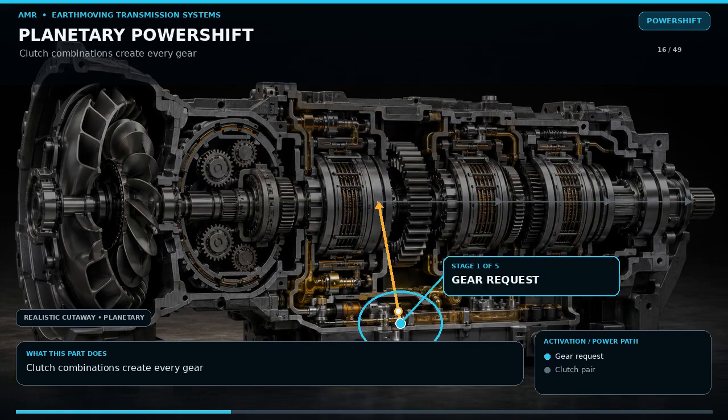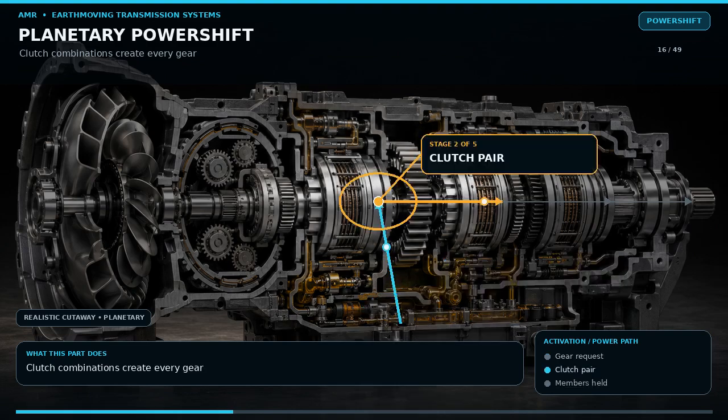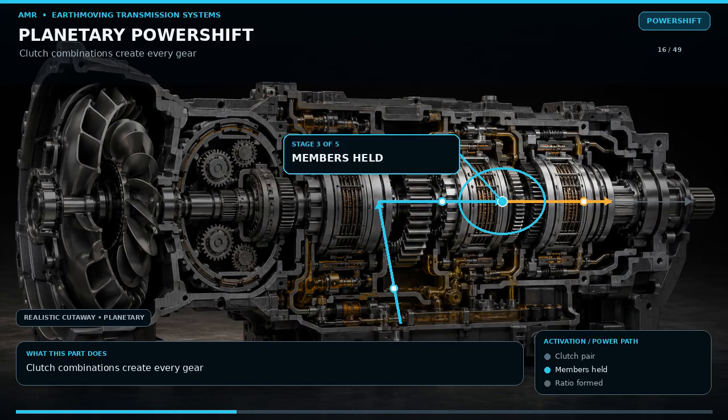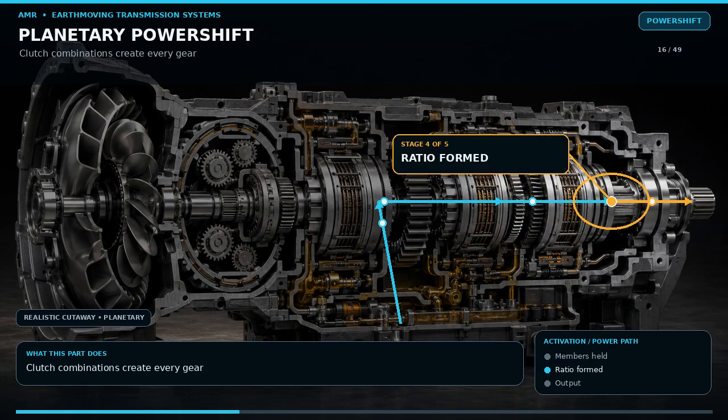In a planetary power shift, several planetary sets share shafts and carriers. Multi-disc clutches connect rotating members together or hold a member to the transmission case. To select a gear, the controller energizes the required modulating valves. Oil moves each clutch piston. The chosen friction stacks lock their members, and a specific torque path forms through the planetary sets. A typical machine may use one clutch for direction and another for speed, while a different design may use two clutches for every range. Neutral is created by releasing the necessary torque-carrying clutch, not by moving gears out of mesh.